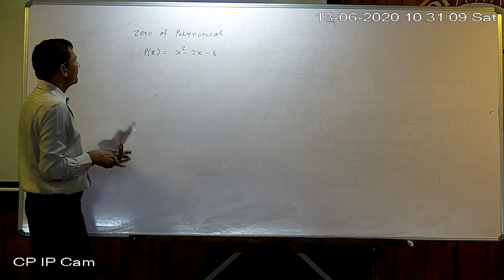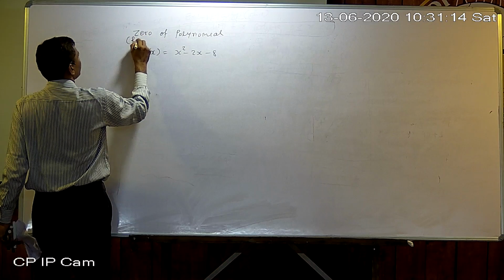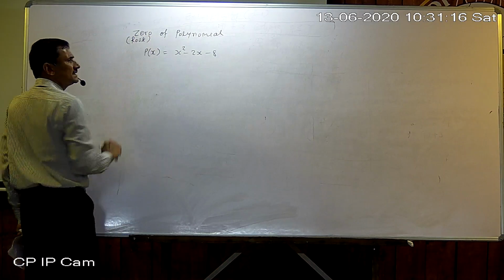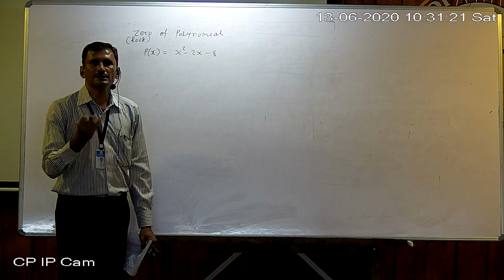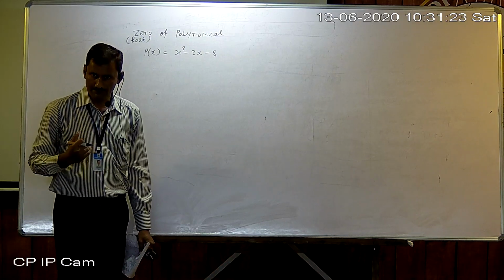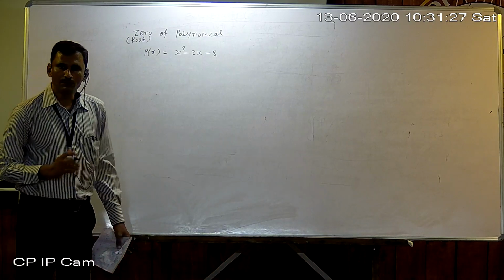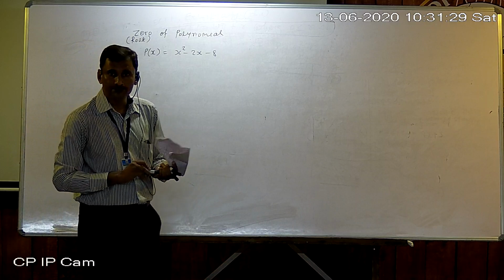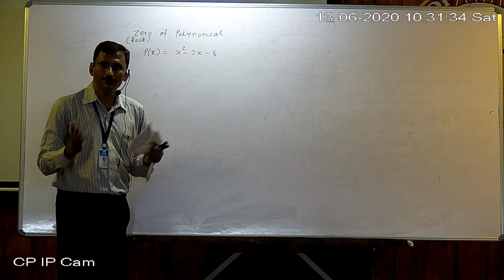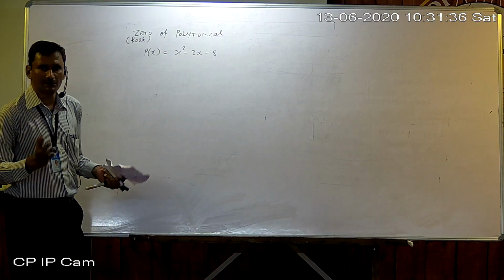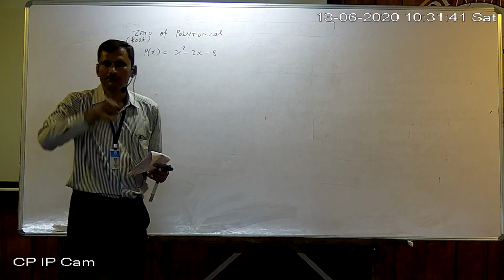In chapter 4, it will be denoted as root of the polynomial. Both are synonyms here, but for lesson number 2, we will use zero of the polynomial, not root of the polynomial. I hope you understand well the meaning of zero of a polynomial. A zero of a polynomial may be 0, may be 1, -1, 2, -2, maybe 100, maybe -50, whatever it may be. So a zero of a polynomial doesn't mean 0.